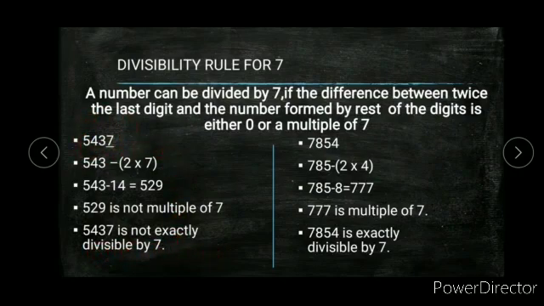Let us take another example. Similarly, twice the unit digit: I have done 2 multiplied by 4 and subtracted it from the remaining 3 digits, that is 785. On finding the difference, I got 777. So 777 is a multiple of 7. It is exactly divisible by 7. So we can conclude that 7854 is divisible by 7.